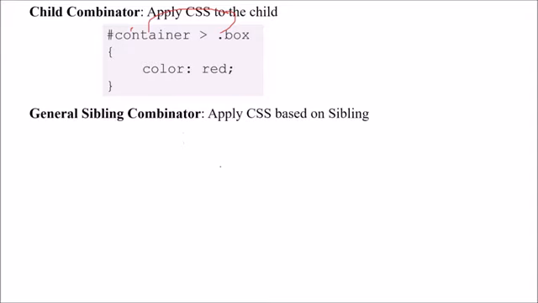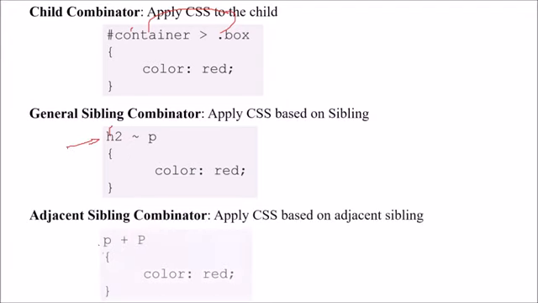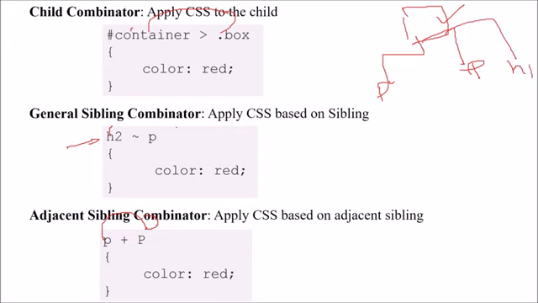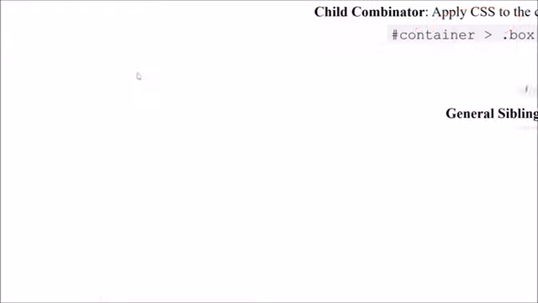General sibling combinator. This applies CSS based on siblings, all the siblings. And then adjacent sibling combinator, like this. Siblings are actually the children of the same parent. So it can be P, it can be others also, say H1. That is why the combinations are different.